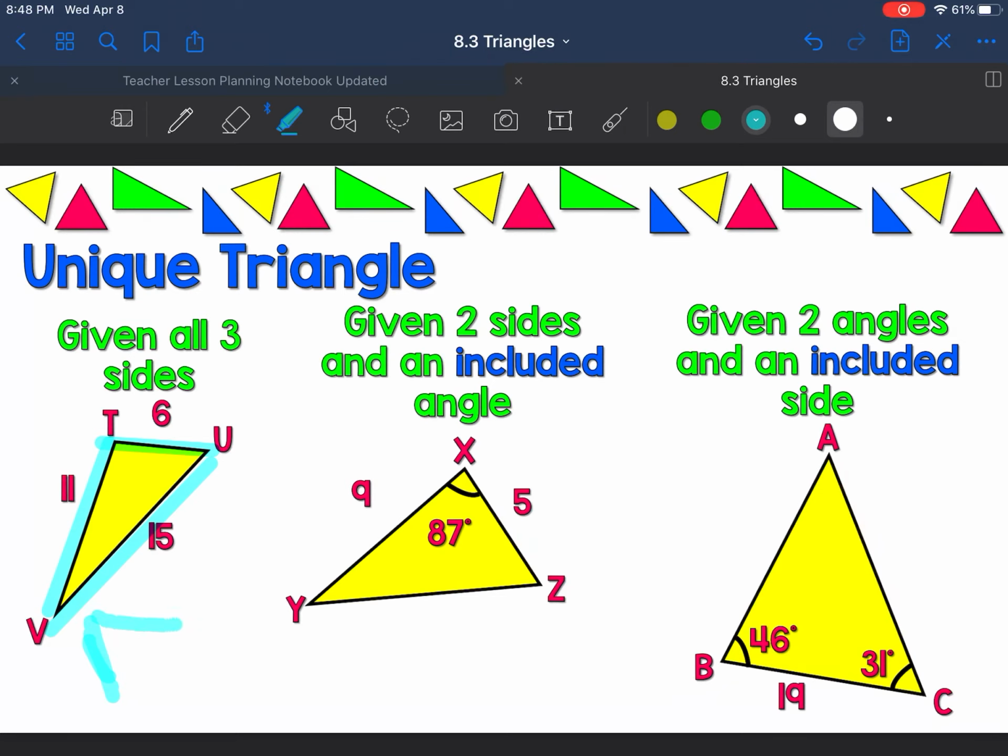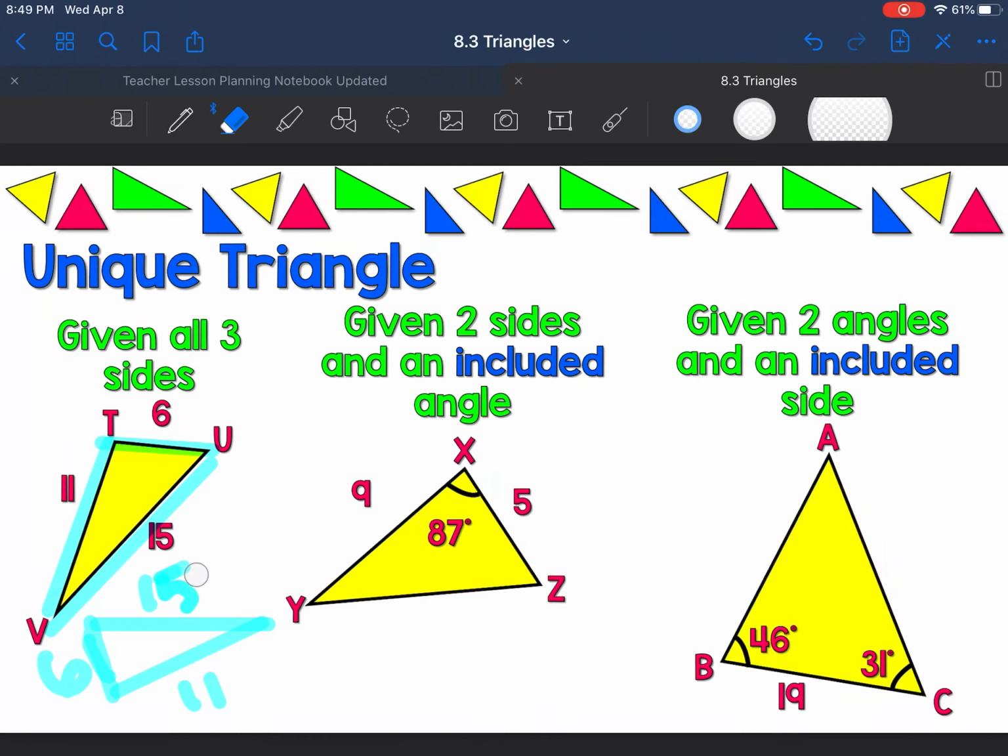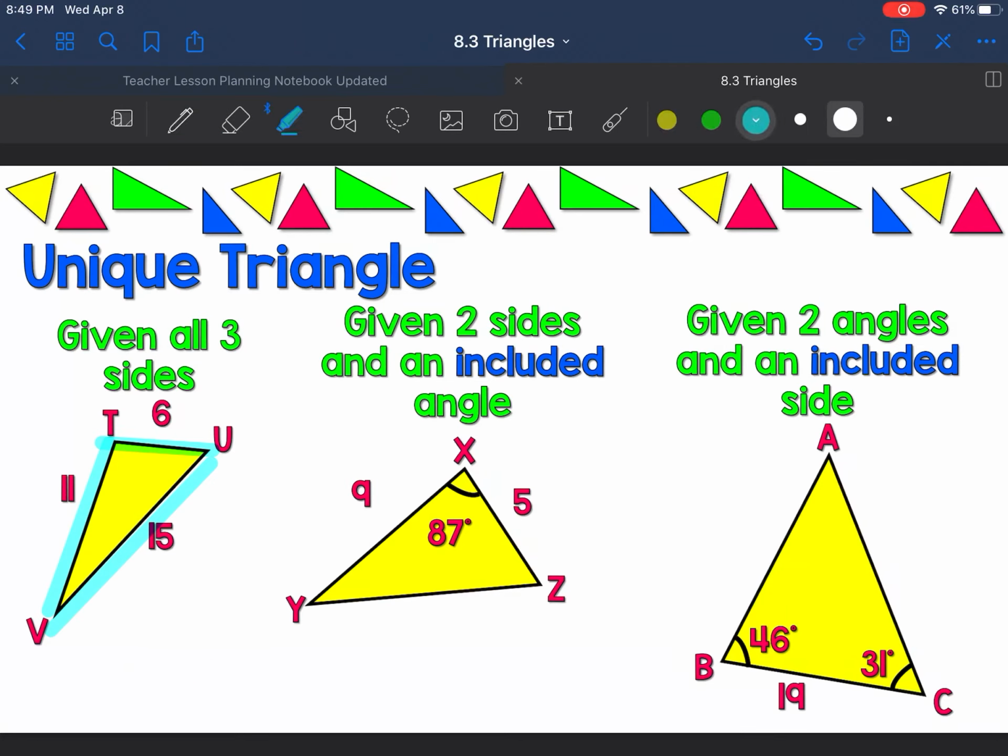You can take and you can rotate that triangle, right? I'm not a good drawer, but it's still going to have side 6, side 11, side 15. It's not going to change. Just because you rotate it, it's still always going to have those three side measurements. So it's unique.